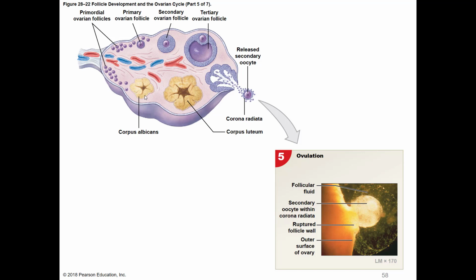This is the corpus albicans, which is a disintegrated corpus luteum. The disintegration of this corpus luteum will mark the end of the ovarian cycle, and then a new ovarian cycle begins with another group of tertiary ovarian follicles. So this is just going to continue on and on throughout the duration of viable reproductive age.